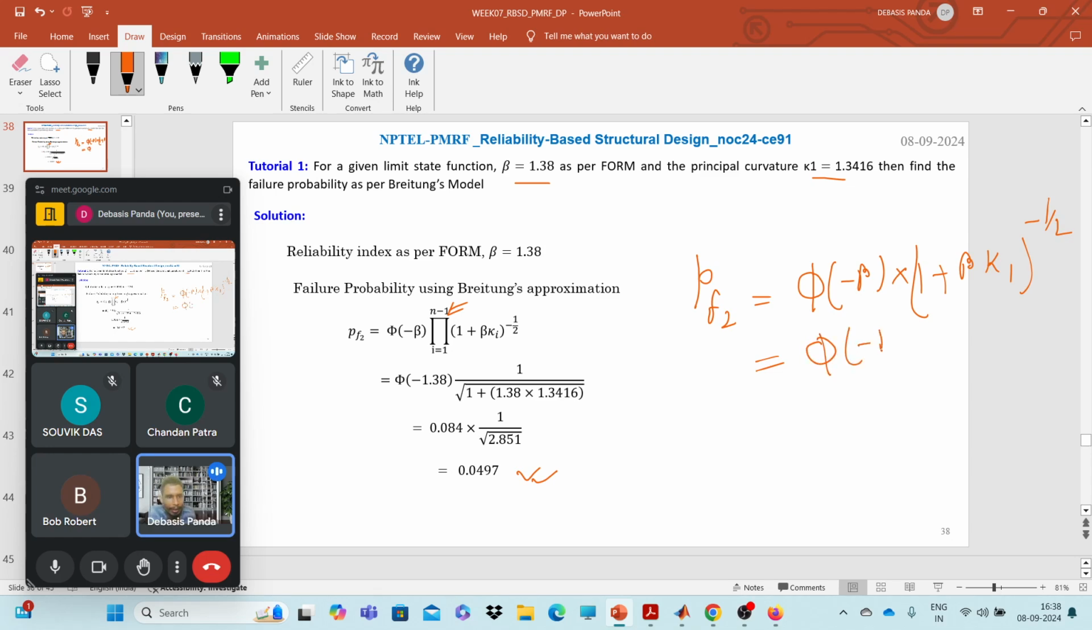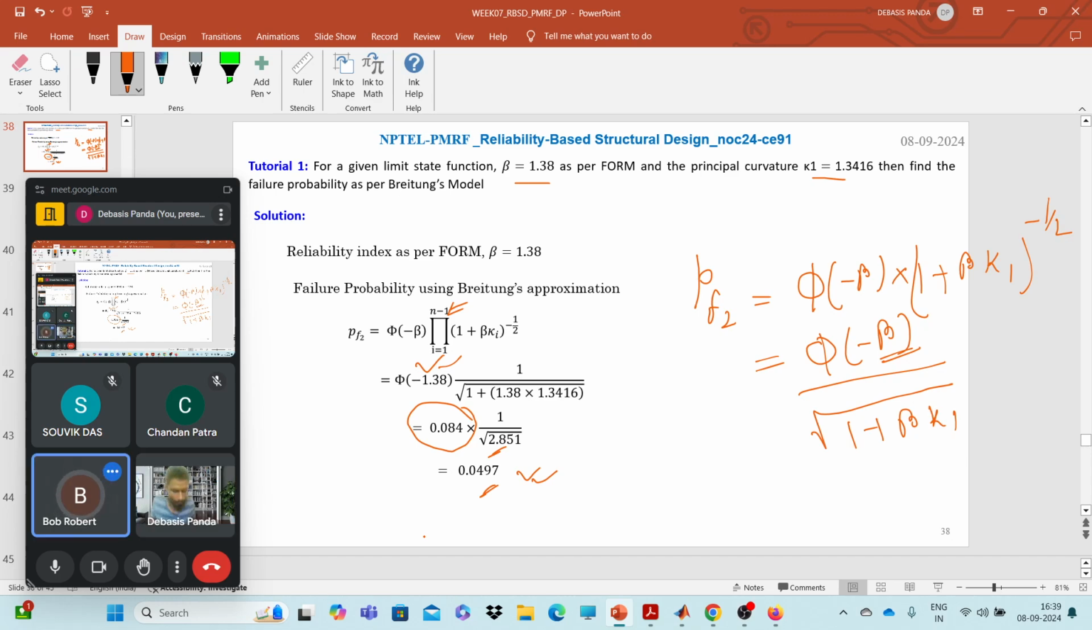Phi of minus beta divided by under root of 1 plus beta k1. So phi of minus beta, you can calculate using the standard normal table, or you can opt for your calculator. You know how to calculate phi of a standard normal variate: go to stat mode and find the p value. I already have told you. Or you can directly go to the standard normal table to find this value. So this value is 0.084, and divided by this, this is coming as the answer, right, Bob? Yes, exactly.